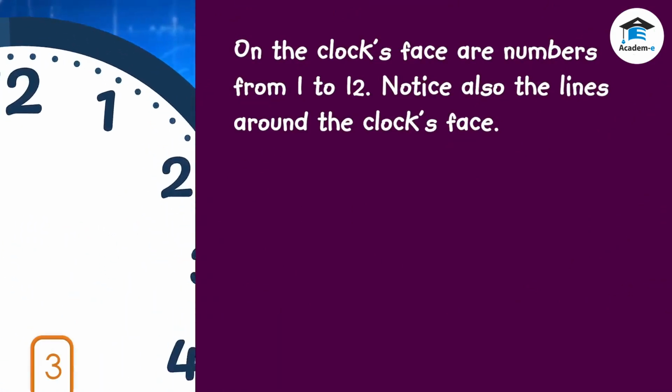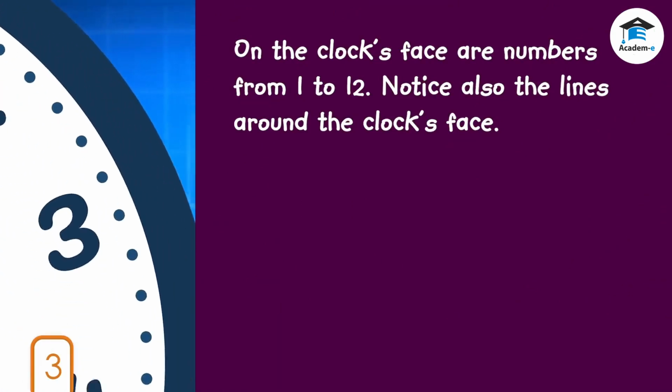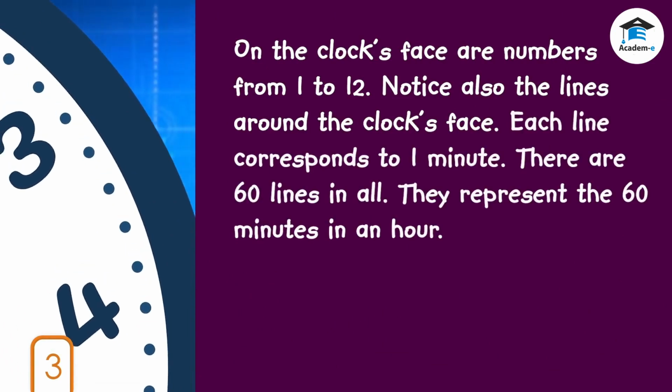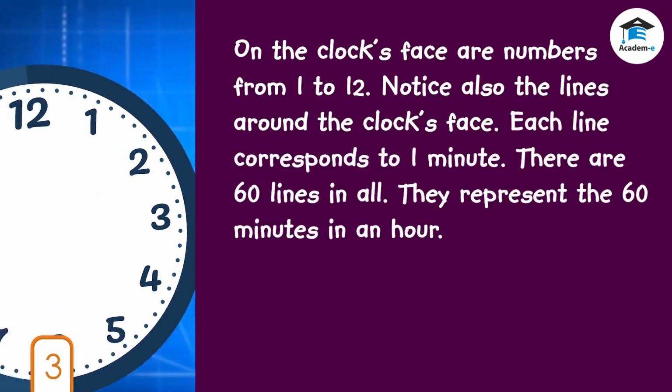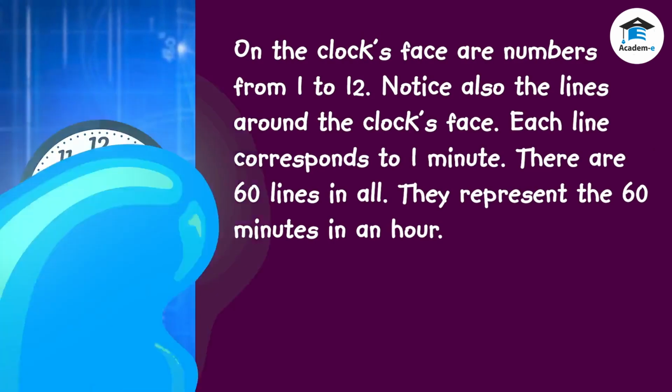On the clock's face are numbers from 1 to 12. Notice also the lines around the clock's face. Each line corresponds to 1 minute. There are 60 lines in all. They represent the 60 minutes in an hour.